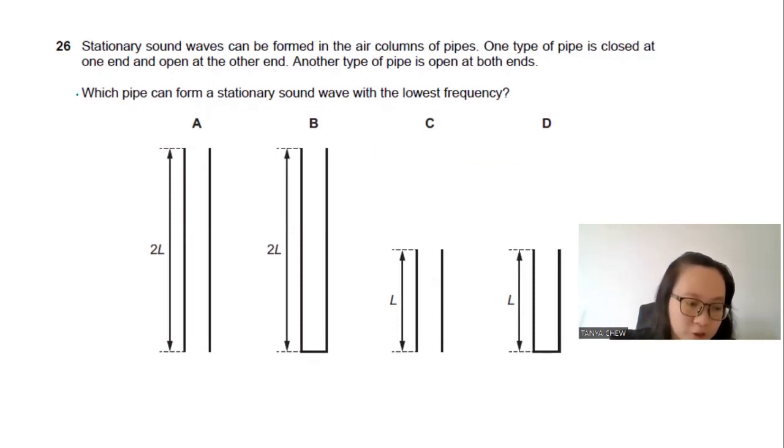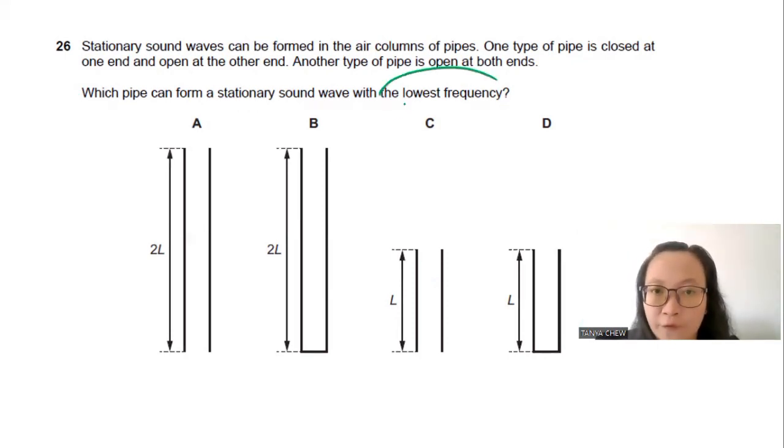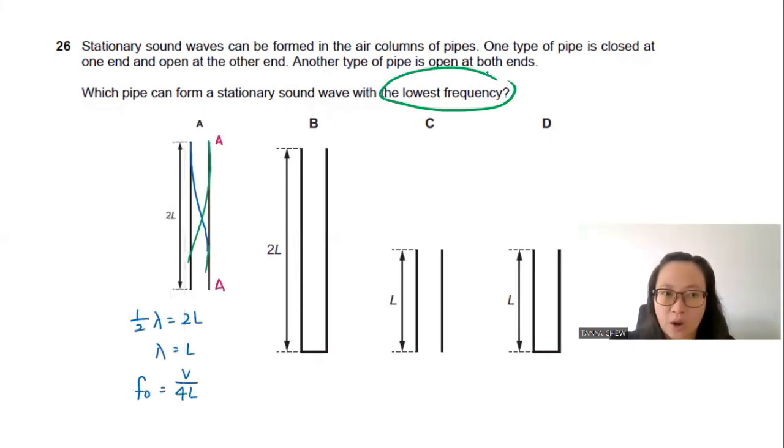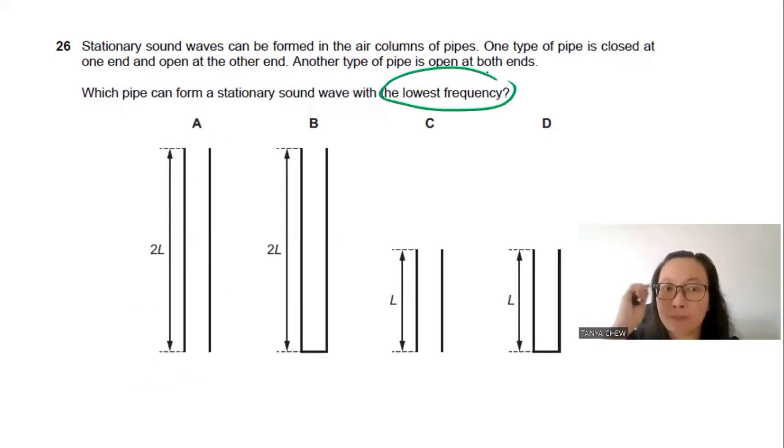Number 26, stationary sound waves can be formed in the air column of pipes. One type of pipe is closed at one end and open at the other end. Another type of pipe is open at both ends. Which pipe can form a stationary sound wave with the lowest frequency? So, okay, I do it one by one. For a pipe open at two ends, you have to bear in mind the two open ends must be antinodes. The lowest frequency means the fundamental frequency.